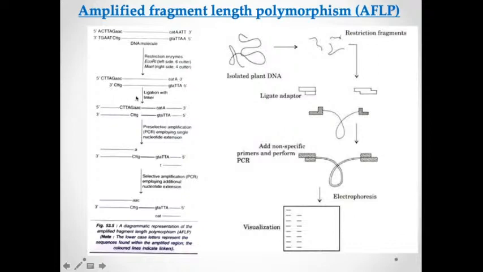After cutting, we add ligation with linkers. So linkers are added on both sides. Then PCR is done employing a single nucleotide extension. Now that we have linkers added, from CTTG on the top we will add one primer and PCR will be run from there. Then with the PCR we can keep increasing the amplification. So this is how AFLP is done. This is the diagram showing a simple manner of doing so with linker adapters, adding non-specific primers and performing a PCR.